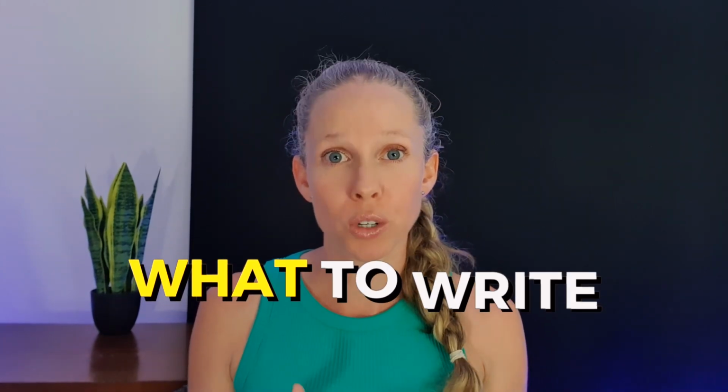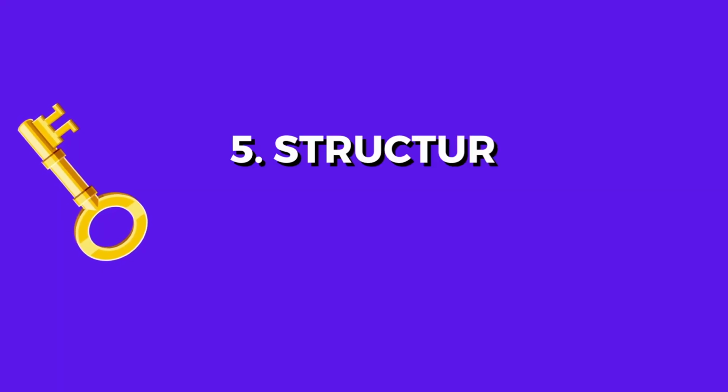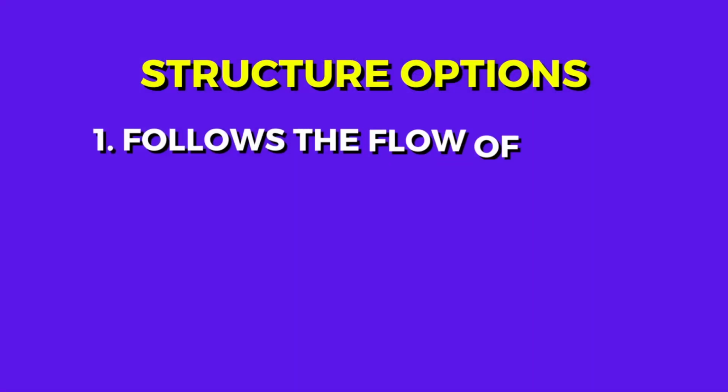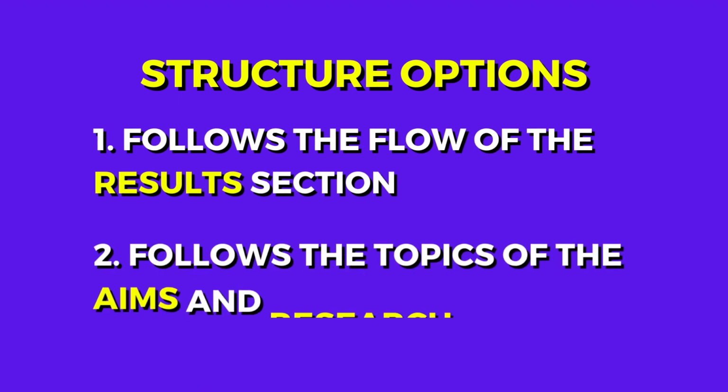Okay, now that we know how to write a discussion section, we need to talk about what to write about. And the key here is structure. The structure of the discussion section will either follow your results section or it will follow the themes and topics of your research questions, which is what I use in my scientific reports.